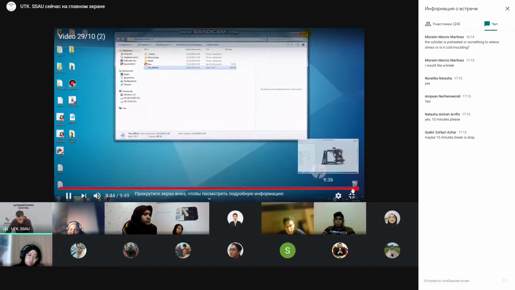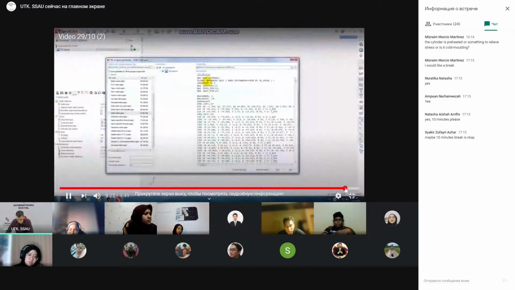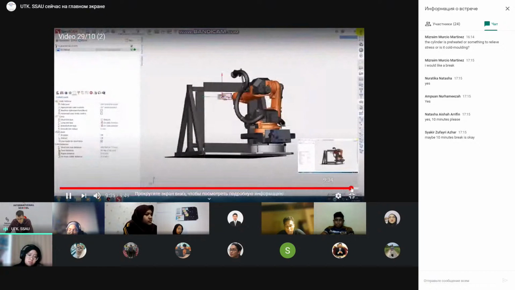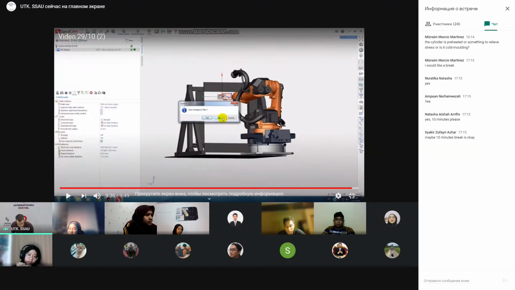Okay, I will go step by step. When you are closing the program, SprutCam software, the program will ask you whether to save changes to the new file or not. You should choose no, because you will divide into some teams, and the teams will have access to the program at different times. And the new file is one for all of us.